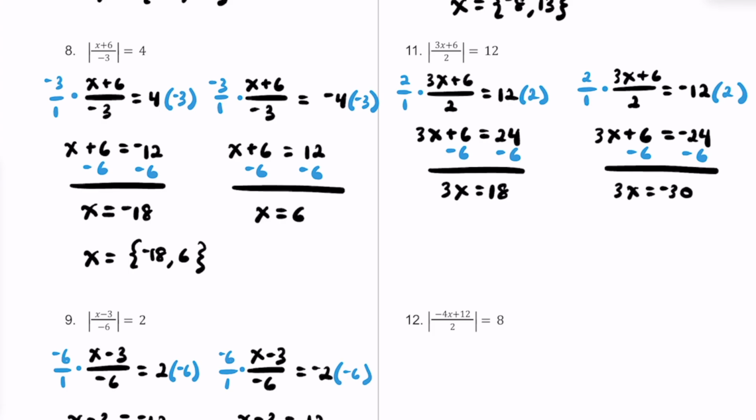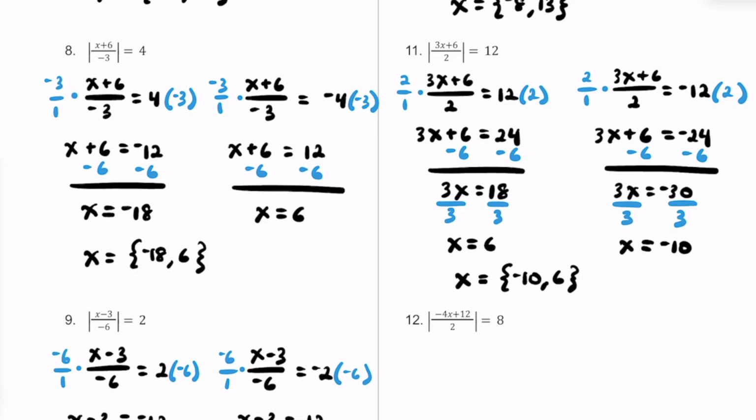To take care of these one-step equations, let's get the coefficient of x to be 1, and we can do that by dividing both sides of both equations by 3. 3x divided by 3 is just x, 18 divided by 3 is 6. 3x divided by 3 is 1x, which is x, and then negative 30 divided by 3 is negative 10. So our two solutions here are x could be equal to negative 10, or it could be equal to positive 6.